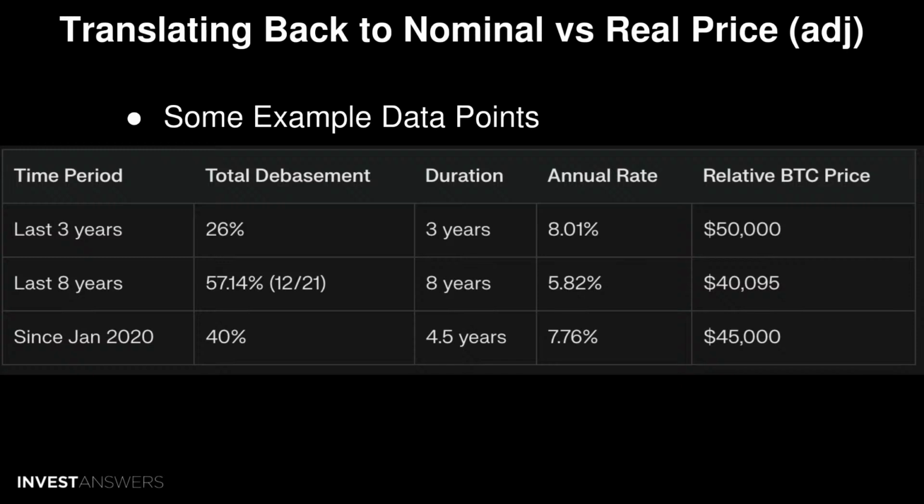But here, let's look at the last 3 years. If we assume 26% total debasement and a Bitcoin price of 64,000, that means the relative Bitcoin price in real adjusted terms, not nominal. Nominal is dollars. Real adjusted is going back in time. That would be $50,000 from 3 years ago. If we go to the last 8 years, it'd be $40,000. And if we go since January 2020, it'd be $45,000.